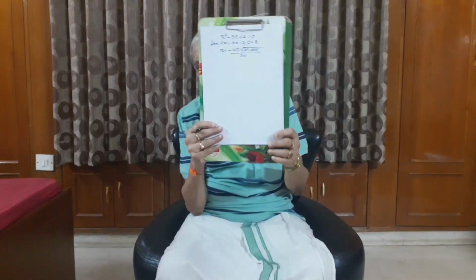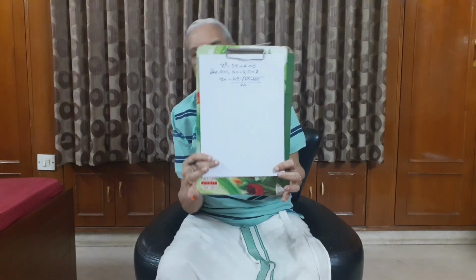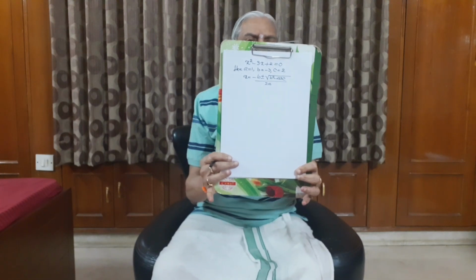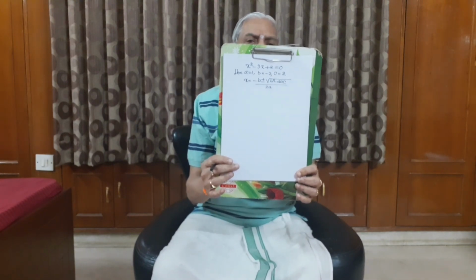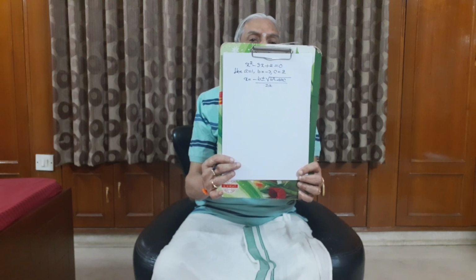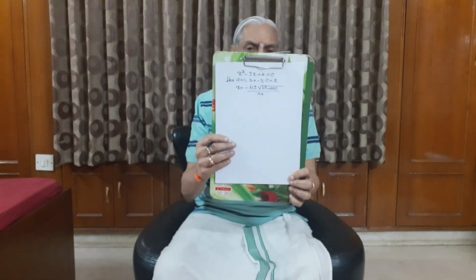square root of B squared minus 4AC whole divided by 2A. Please understand. I have written the formula. The next step is to write the formula. So what is the next step? You have to apply for A, B, C, because you know the values of A, B and C, and get it valued.